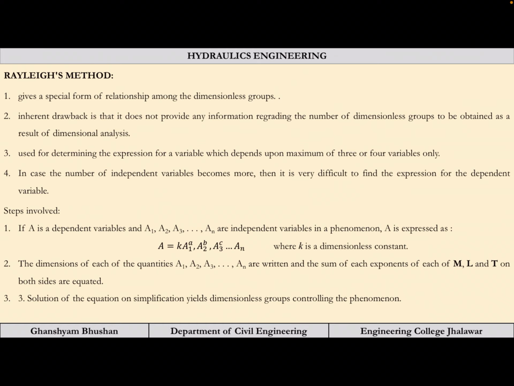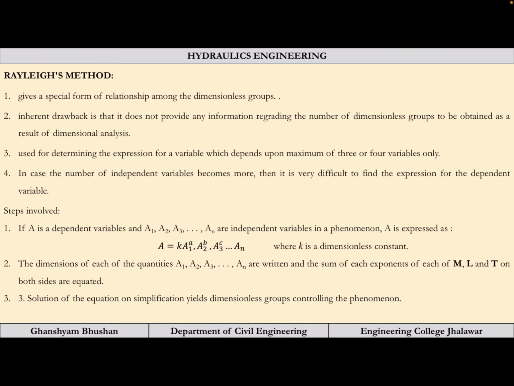If you have a number of variables more than 3 or 4, like 5, 6, 7, 8, then this method is very cumbersome. The calculations will become very, very complex. So in those cases, we will be using the Buckingham pi theorem. So first we will try to solve a few problems, and we will try to understand what type of problems we will be facing if we are using Rayleigh's method.